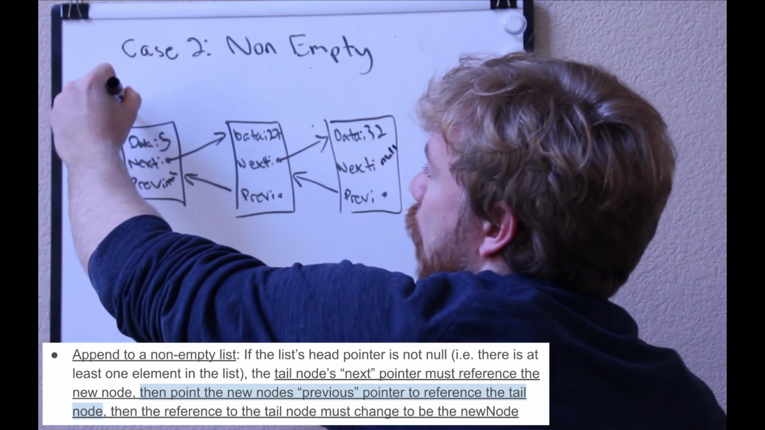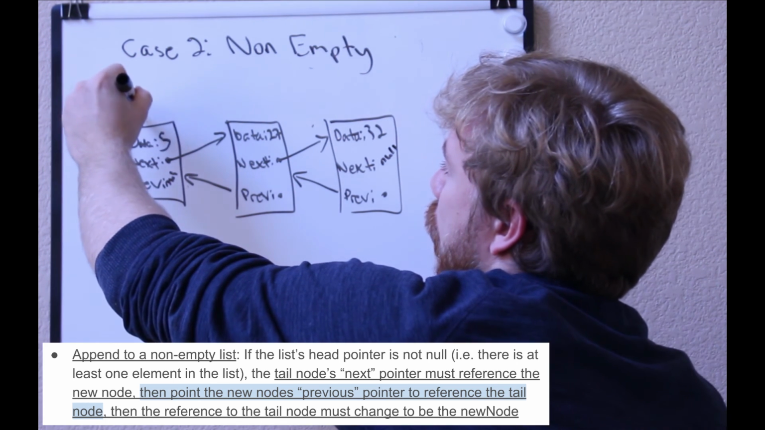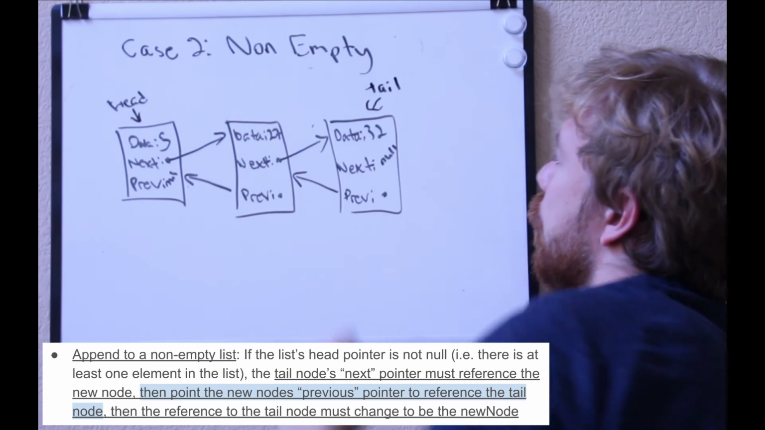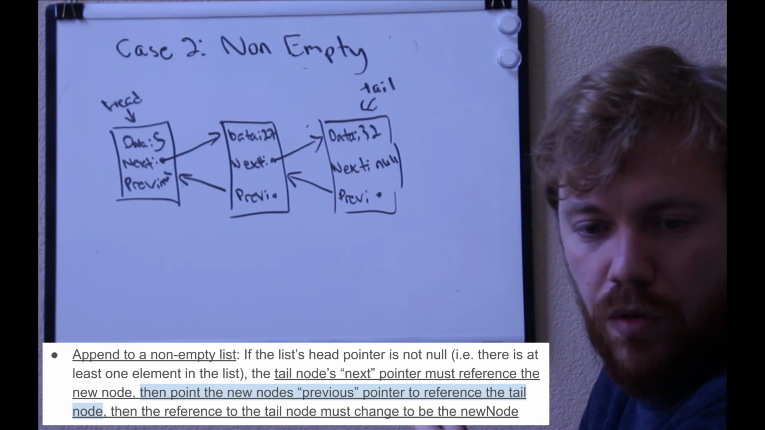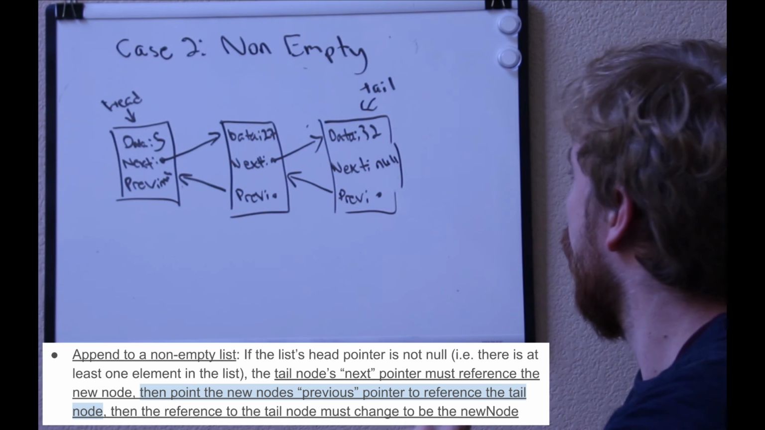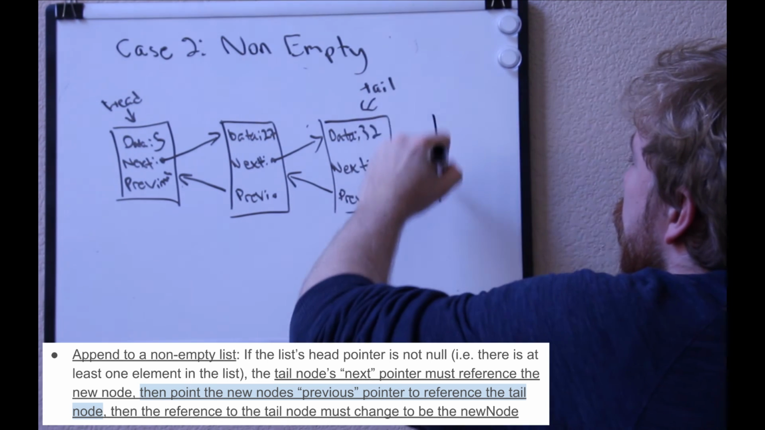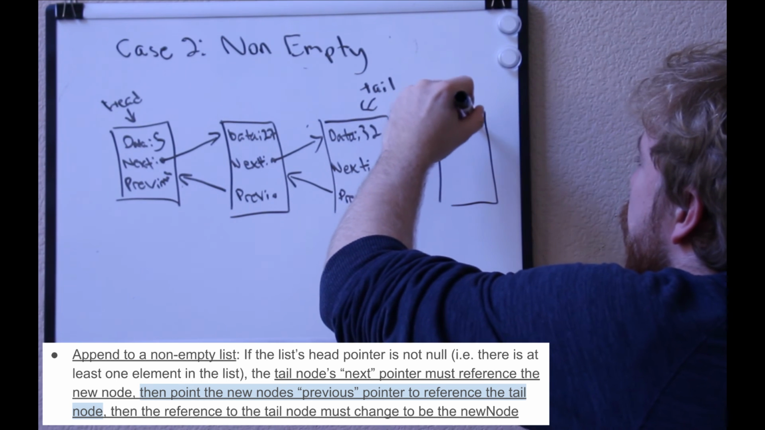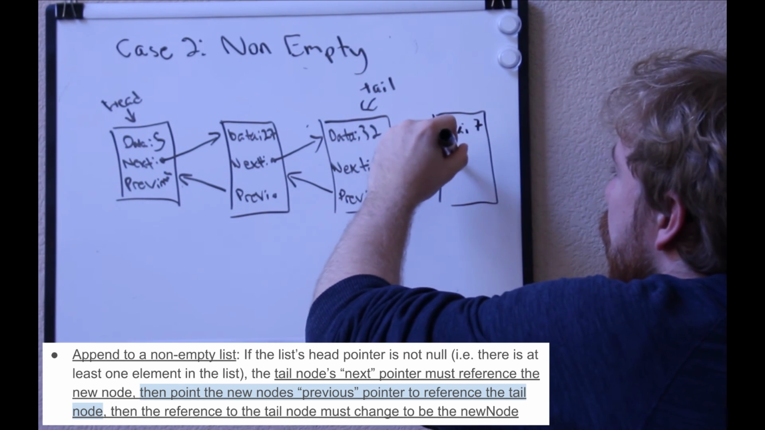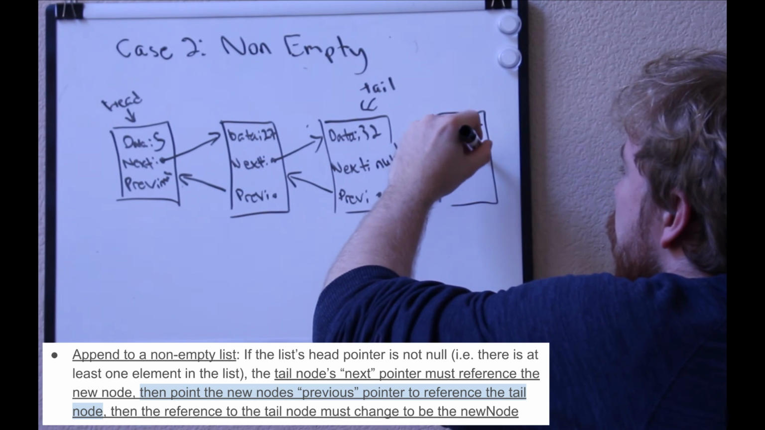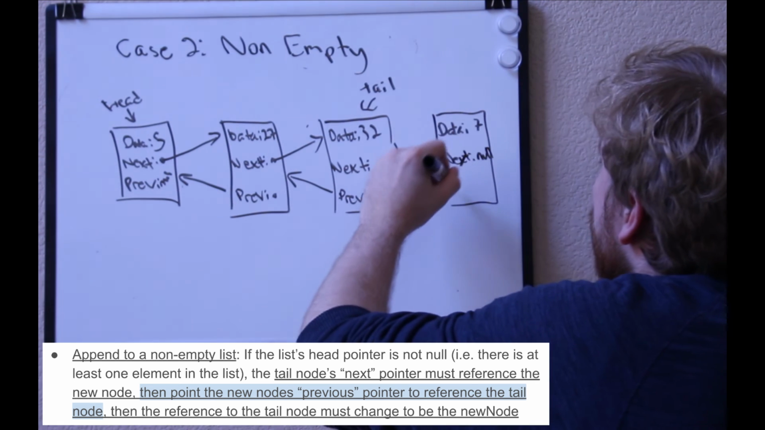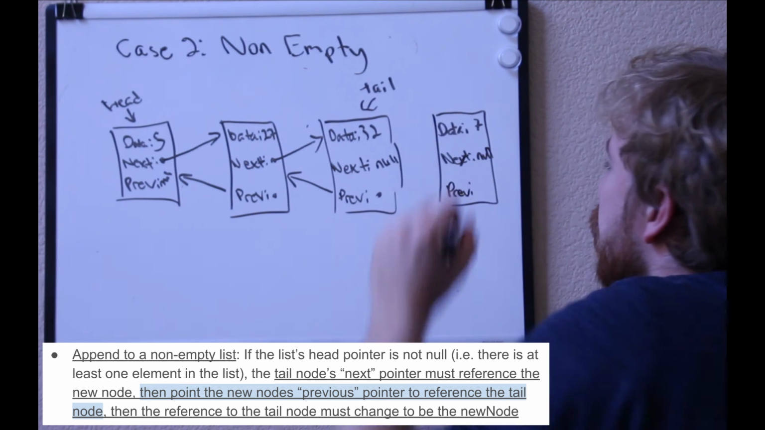And the very first node is always the head node, right? And the very last node is always the tail node. And so we'll go ahead and add the new node. Data will be 7. Next will be null. We're about to change the previous, I'll leave it there.